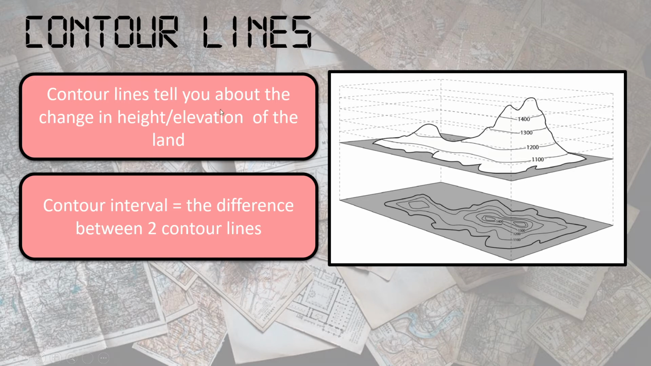So contour lines tell you about the change in height or elevation of the land. In the picture on the right, you see a mountainous area here. You see a mountain here, and then the image below it is a flattened land with contour lines on it.